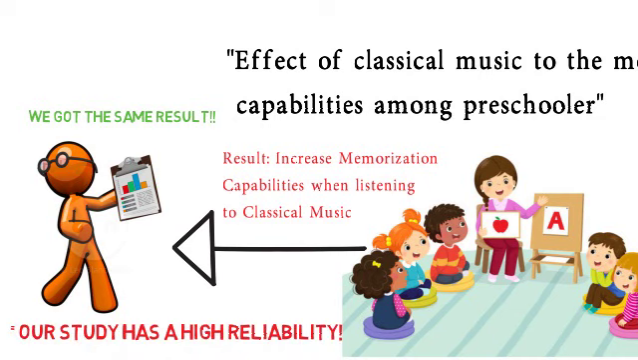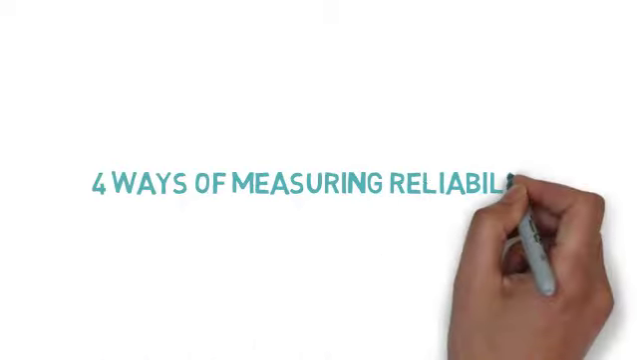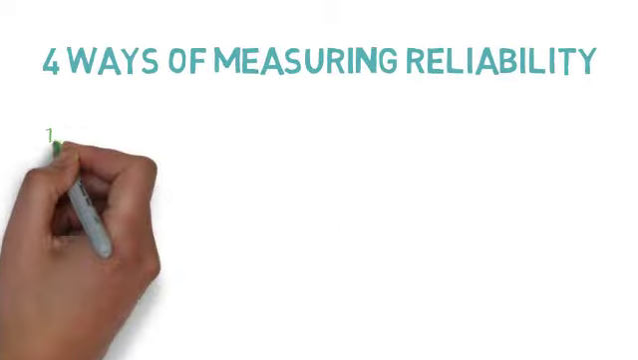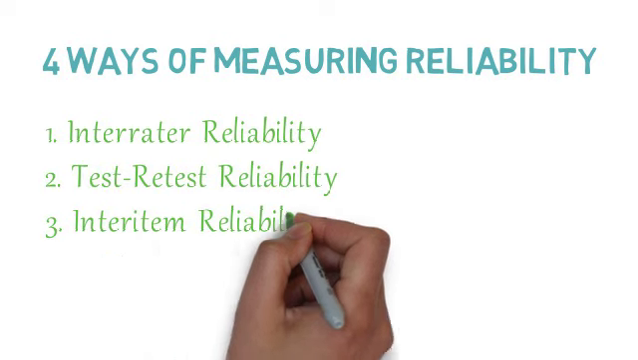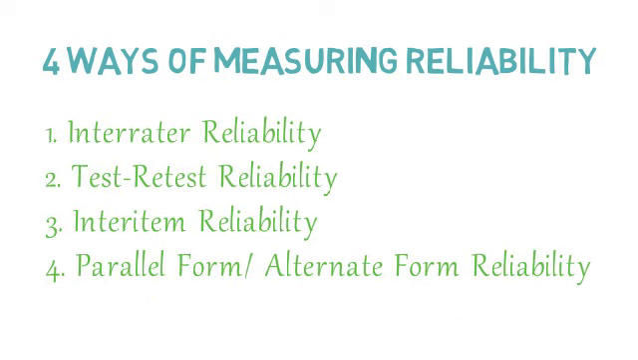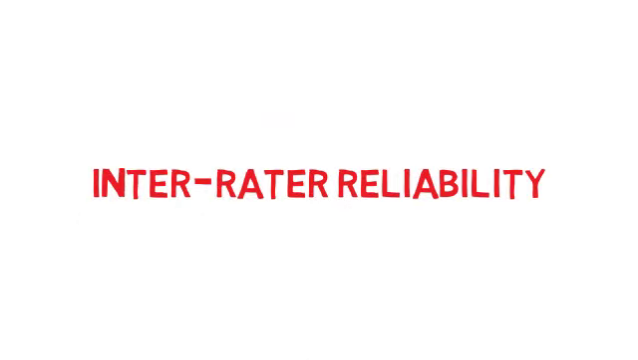So, paano naman natin mapapataas ang ating reliability? Now, here are 4 common ways of measuring reliability: inter-rater, test-retest, inter-item, and parallel or alternate form reliability. Now, let's talk about inter-rater reliability.